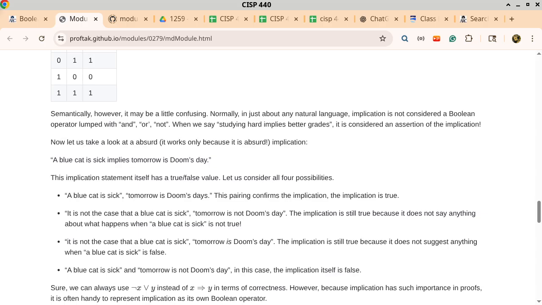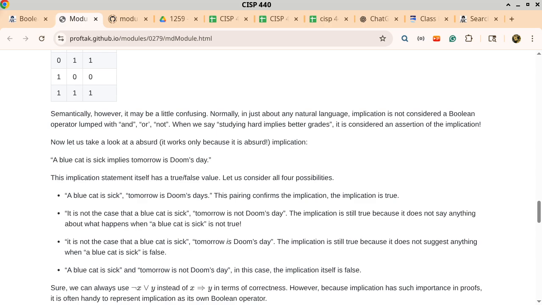I'm going to have a statement that is kind of absurd. A blue cat is sick implies tomorrow is doomsday. It's totally random. That's a statement. As a statement, it is no different than a statement like Tack is a terrific professor, which is false. But the key here is it is false. I will give you another statement that is true. Iraj is a fantastic professor. It is true. So a statement is nothing more than something that can be either true or false.